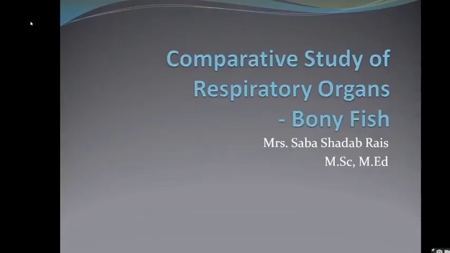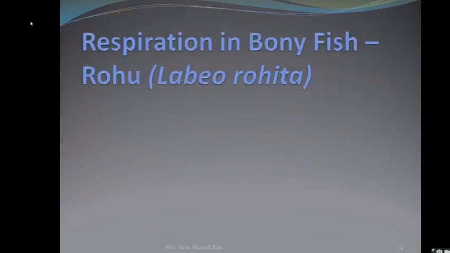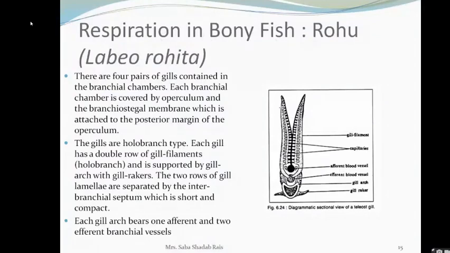So students, we were doing the comparative study of the respiratory organ, and in the last lecture we discussed bony fish, and I told you that the next lecture also will continue with the bony fish only. Last lecture, we learned the general structure of the bony fish with the example Labeo rohita. We learned that the bony fish have the operculum, and this operculum acts like a trapdoor, or you can say it acts for sucking the water, right?